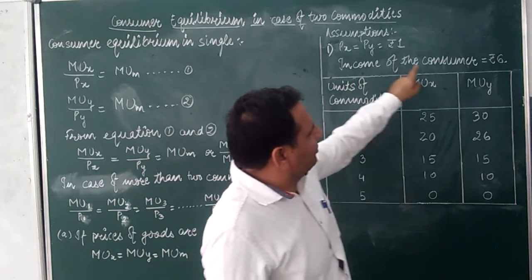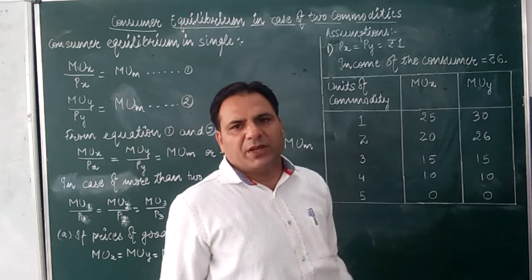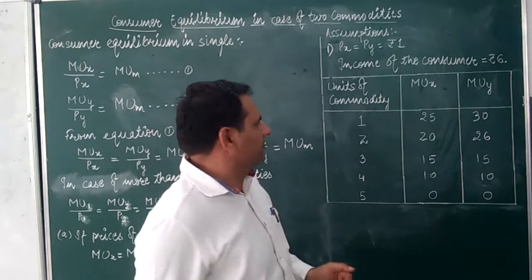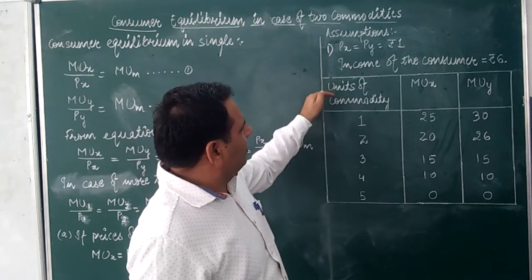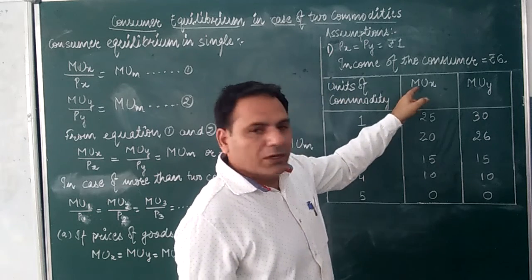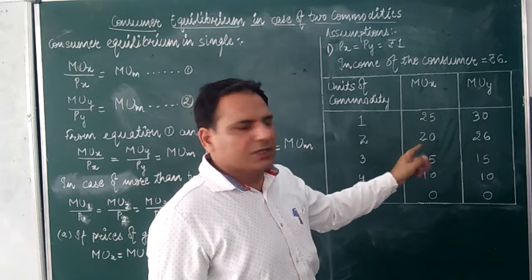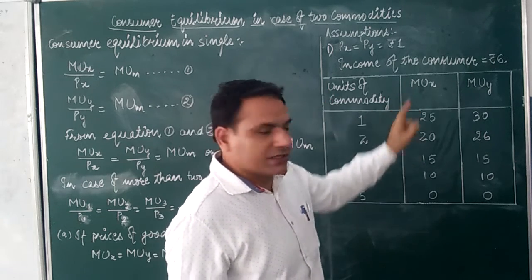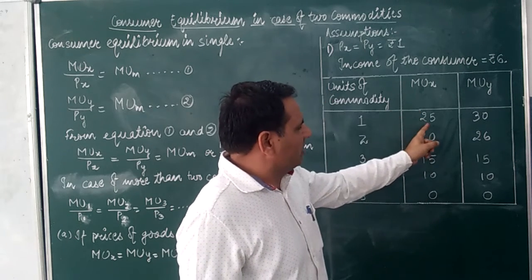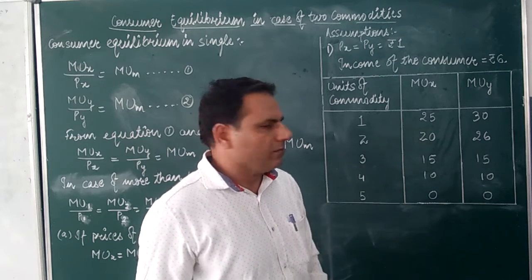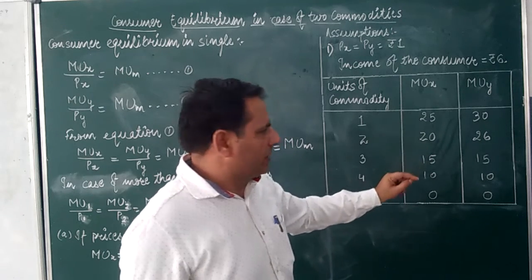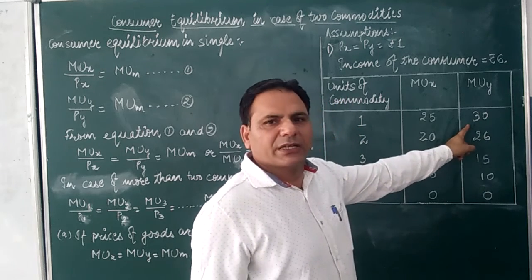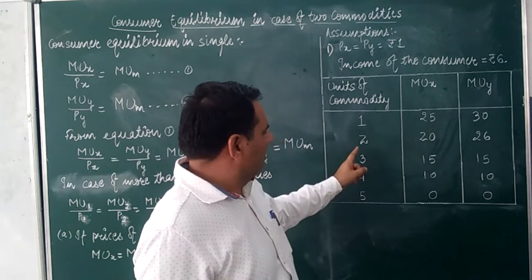Then income of the consumer is rupees 6. It means the consumer is having 6 rupees in his pocket, and the utility gained by the consumer is like this. If first unit of x, it is giving consumer 25 units of utility, and from commodity y the consumer is getting 30 units.